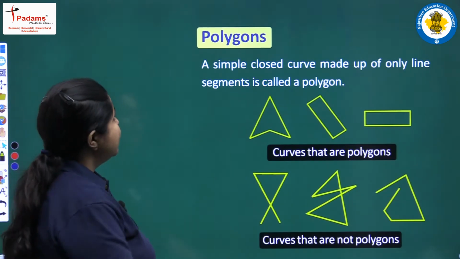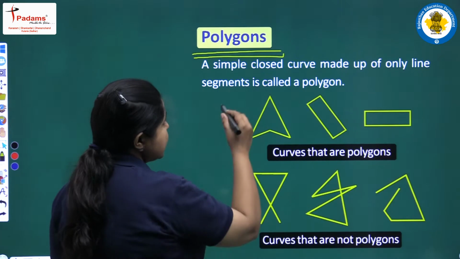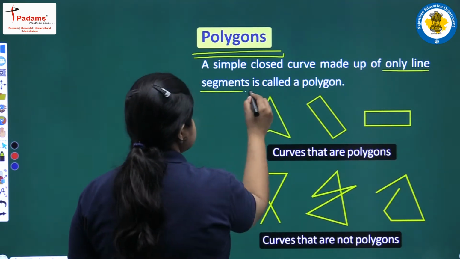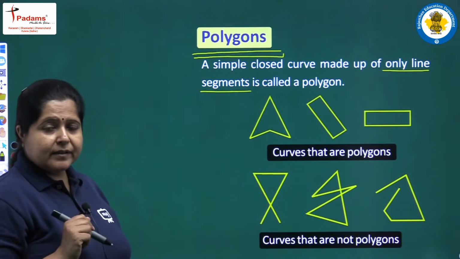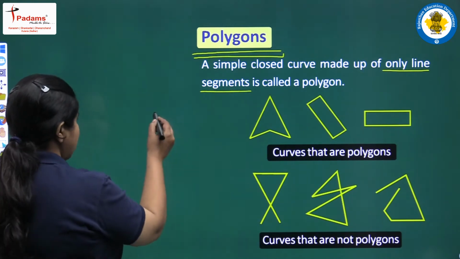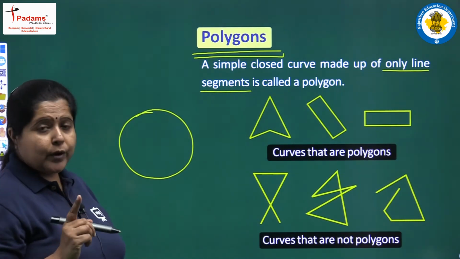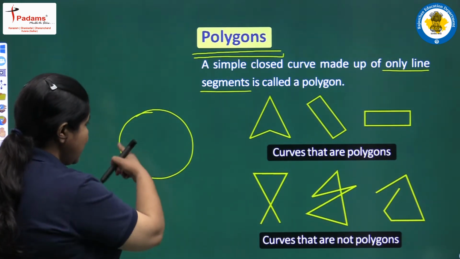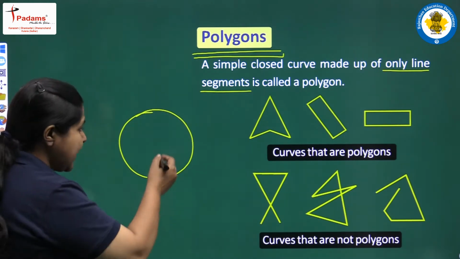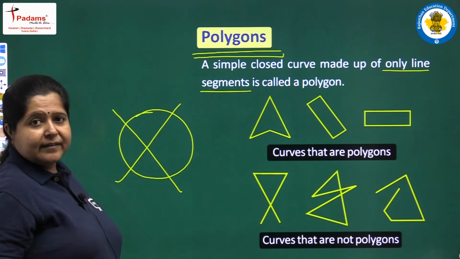Then we have polygons. A simple closed curve made up of only line segments is called a polygon. There should be only line segments. In case I draw it like this, then is this a polygon? No, because it is not being made with the help of line segments. There are no line segments in this figure. So, this is not a polygon.